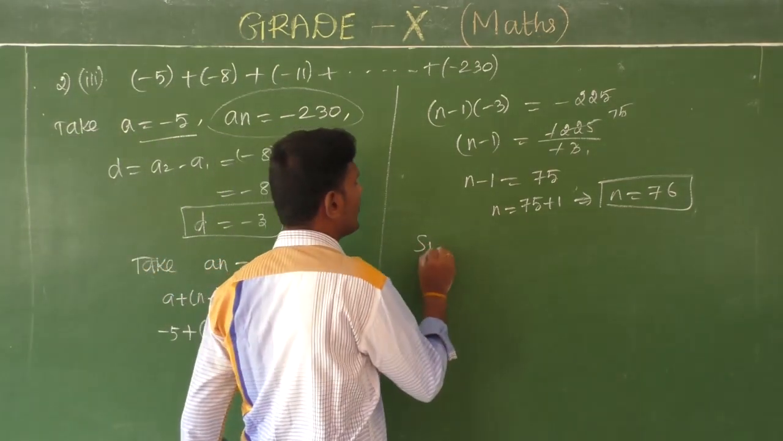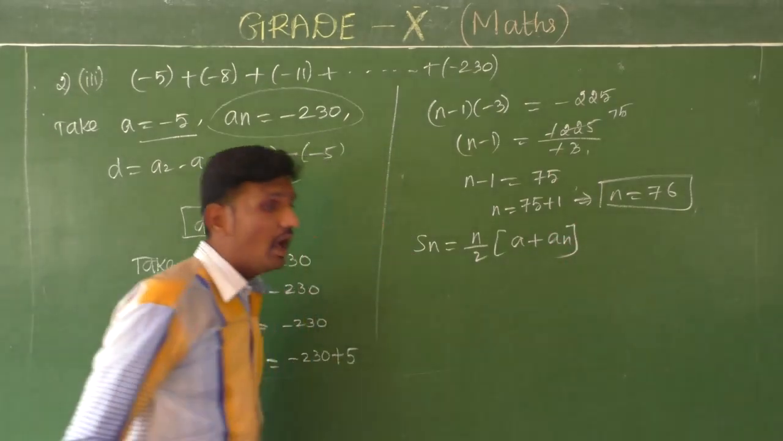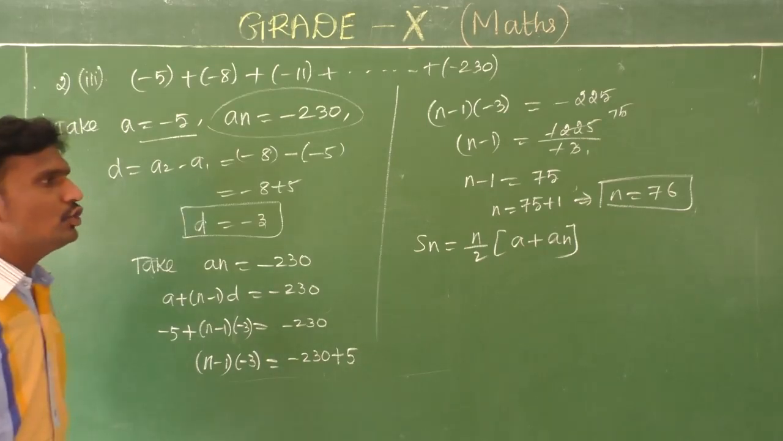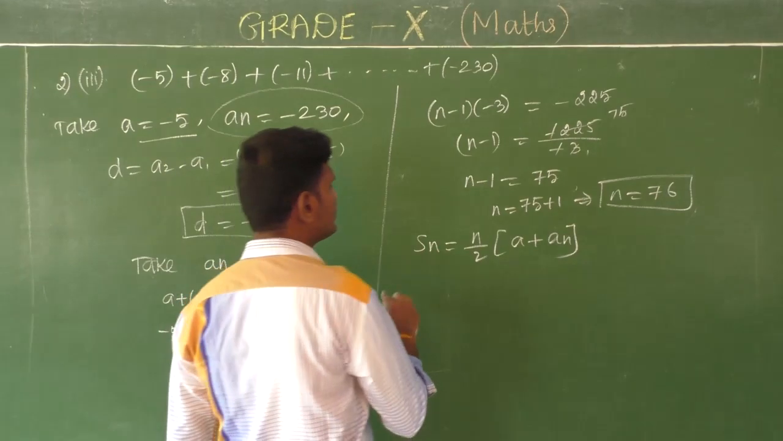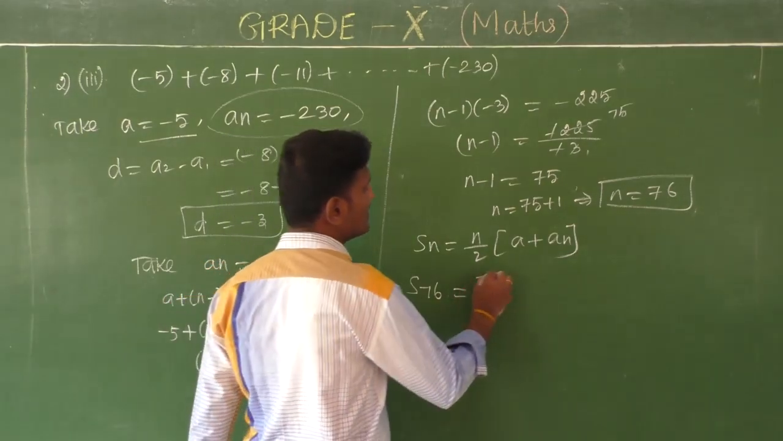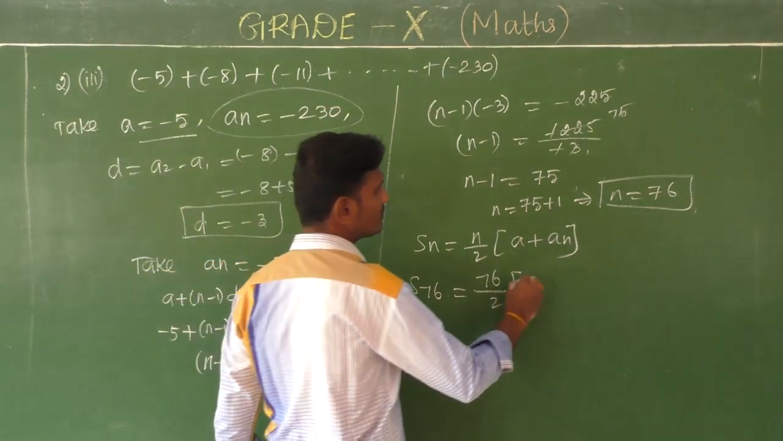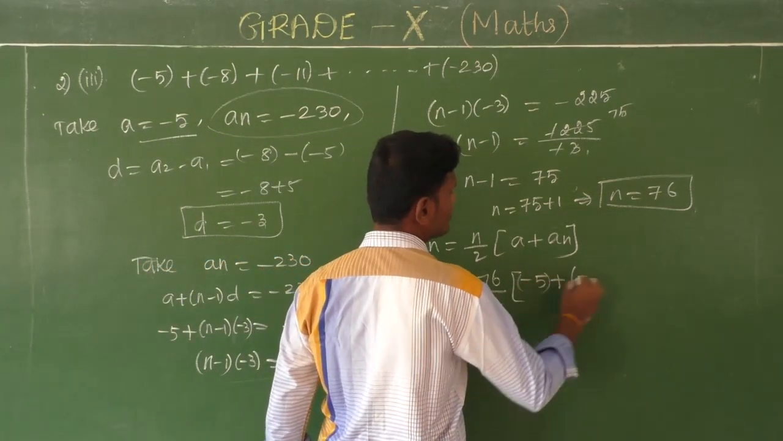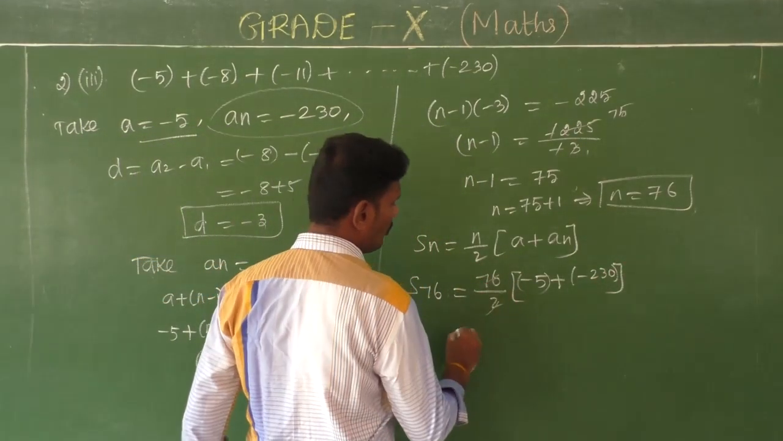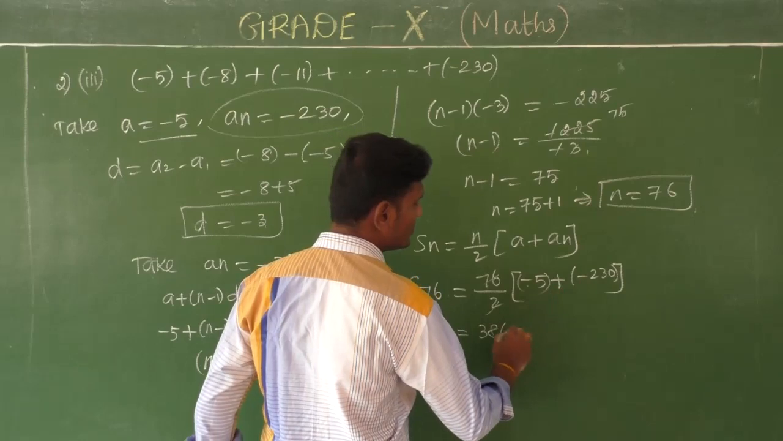Now I am going to substitute in the formula of Sn. Sn equal to n by 2 into a plus an, or a plus l. Both are the same. Whichever formula you write, it's not a problem. Now do you know the value of n? Yes, n is 76. Now S76 is equal to n by 2, so 76 by 2 into the value of a, minus 5, plus the value of an, minus 230. Now the simplification: how many 2s are in 76? 38. So 38 into minus 5 minus 230, which means minus 235.